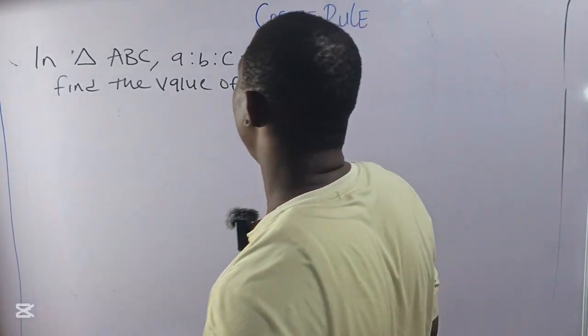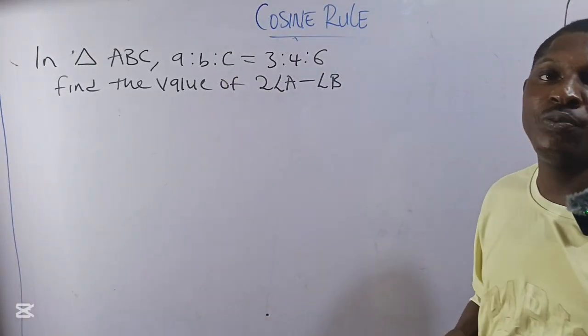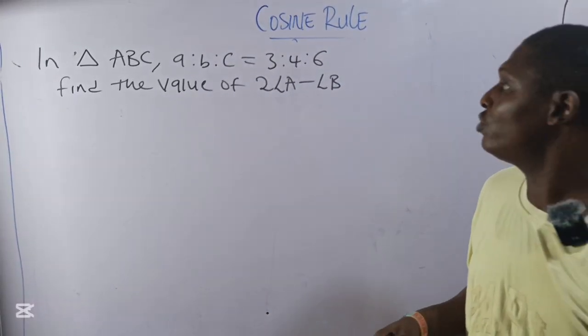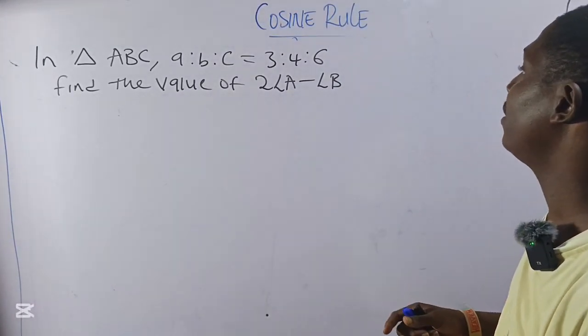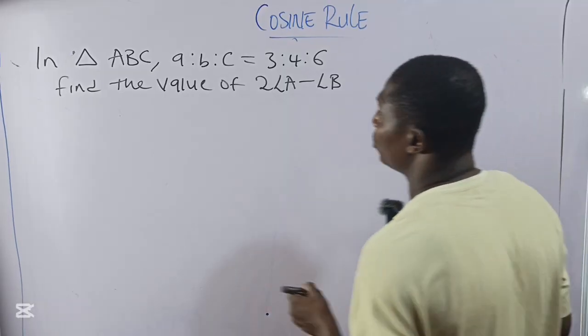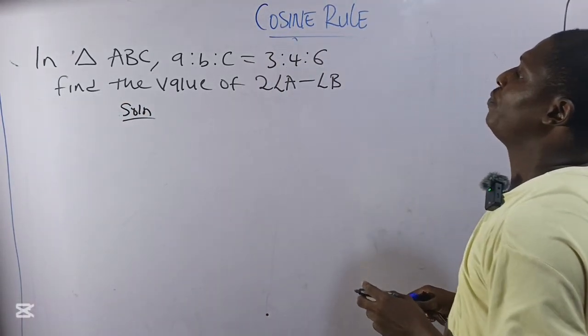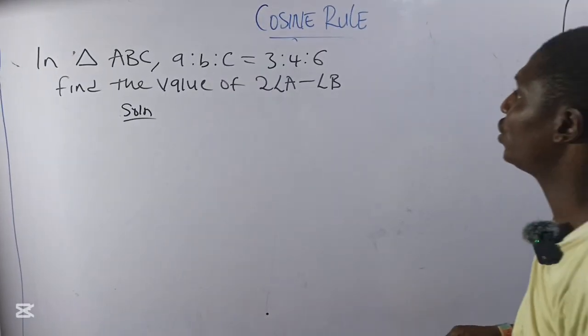We have in triangle ABC, A ratio B ratio C equals 3 ratio 4 ratio 6. They said we should find the value of 2 angle A minus angle B. So let's see. A ratio B ratio C is equal to 3 ratio 4 ratio 6.